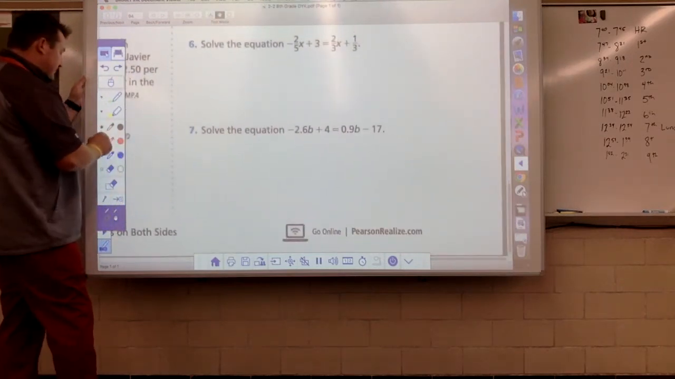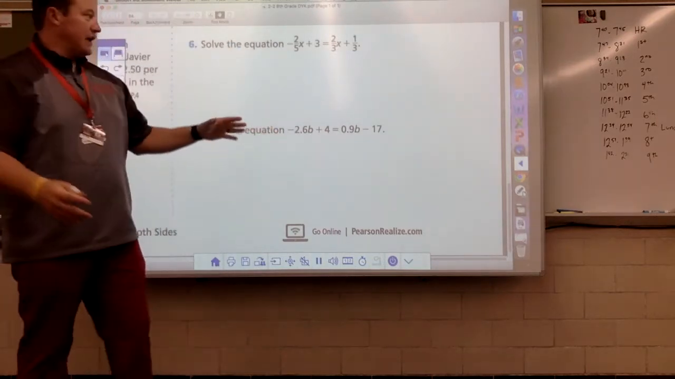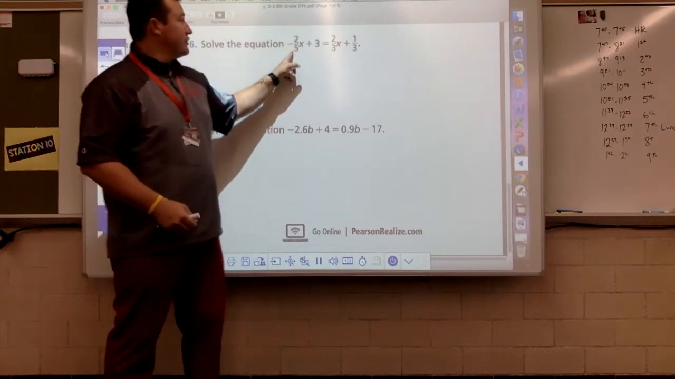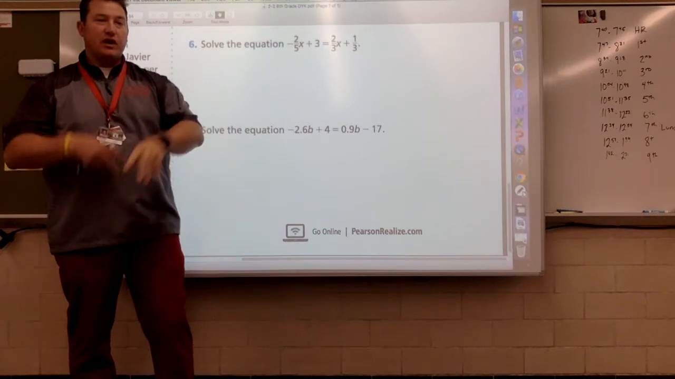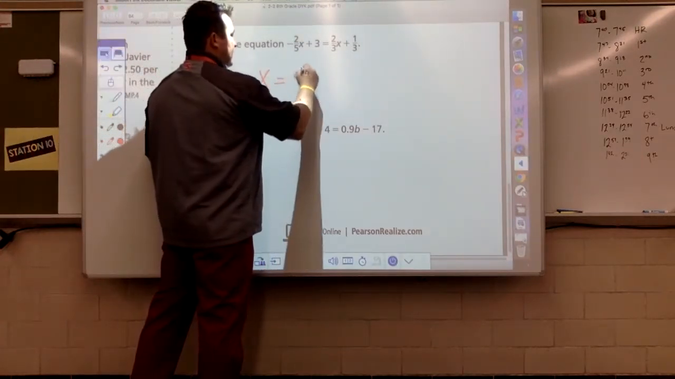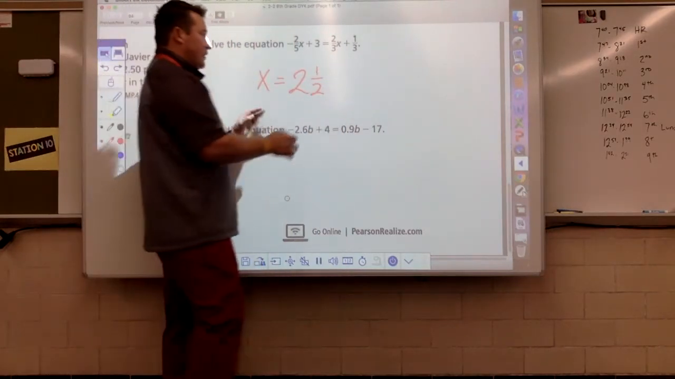Here we go, guys. 6 and 7. Both of these are straightforward, right? I'm just going to show you the answer. Again, I'll talk you through it. I would move negative 2/5 over here with 2/3. Move 1/3 over here with 3. We're going to do all that. Good things are going to work out, guys. We're going to get x is equal to 2.5, or any other form of that number, right?